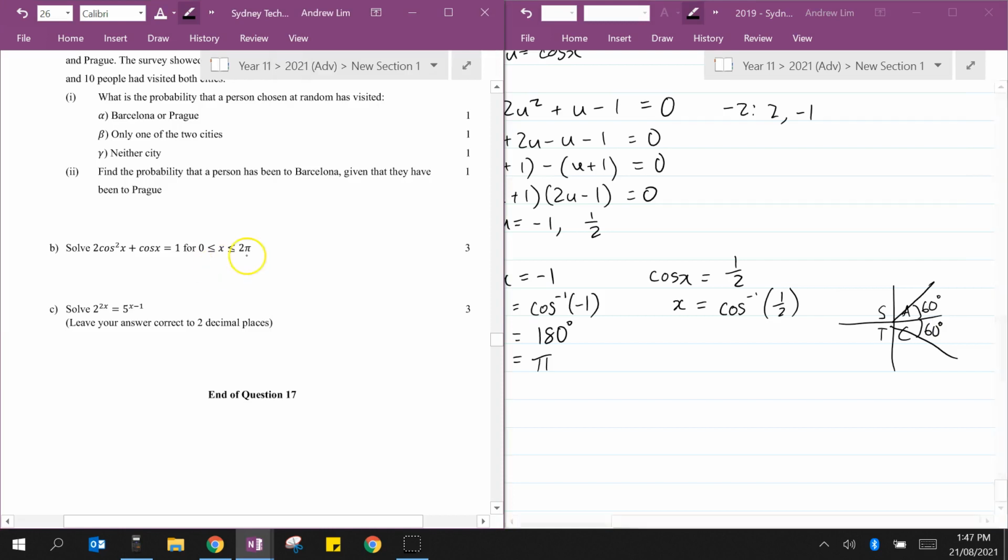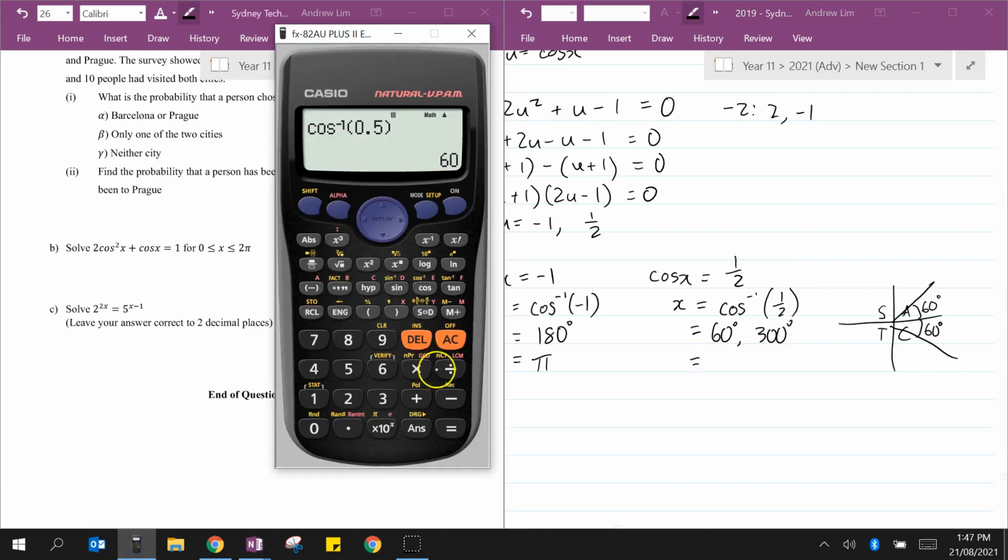So in this domain from 0 to 2 pi, we know it's 60 degrees and 360 minus the 60, 300 degrees. I will now convert that to radians. So 60 divided by 180 is pi on 3 radians. And 300 over 180 is equal to 5 pi on 3.